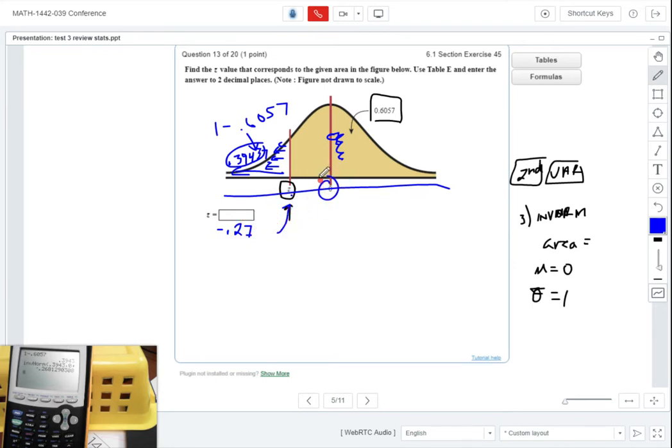That z-value right there. Do you see here's 0? All z-values to the left of 0 are negative. All z-values to the right of 0 are positive. So that z-value is negative 0.27. We went inverse norm. We put the area, and area always has to be the left of the z-value you're looking for. Always. And that's why we typed in 0.3943 instead of this 0.6. Because when you're looking for a z-value of a particular spot, you have to type in the area for the inverse norm to the left of that.